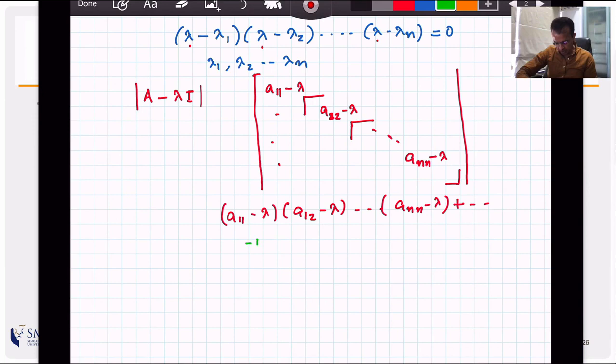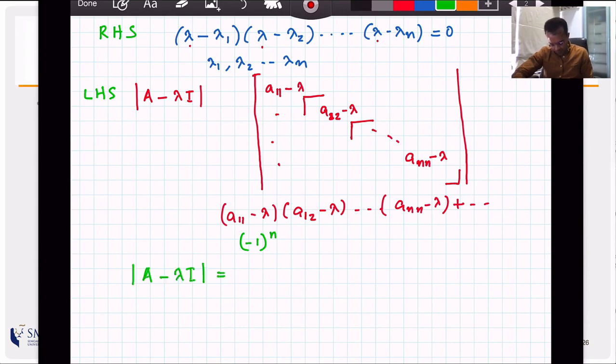To be more precise, it's going to be minus 1 to the power n, depending on how many n's you have. So if I want to say this is the left-hand side and that is my right-hand side, I want to equate them, then I have to make sure that the coefficient of lambda to the power n is the same. So I can write the determinant of A minus lambda I is equal to minus 1 to the power n times the product of all those terms there, and that will be in the shorthand notation the product for i equal to 1 to n of (lambda minus lambda_i). So I can always write it that way.